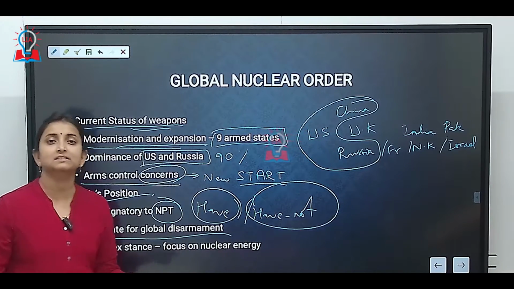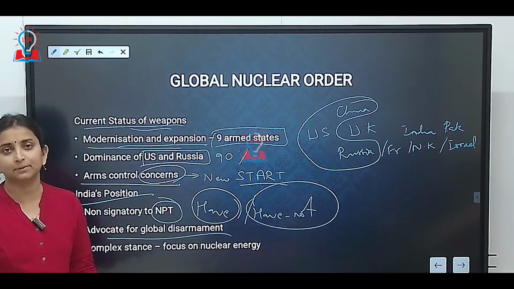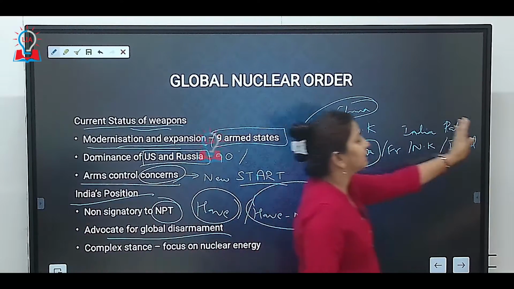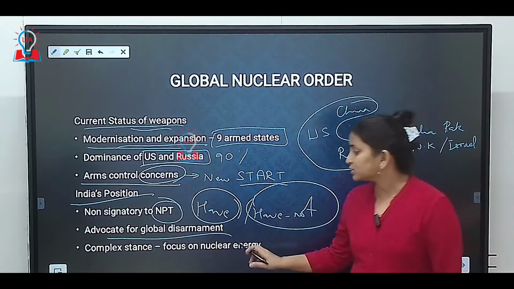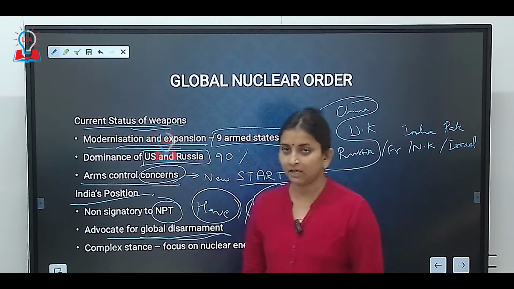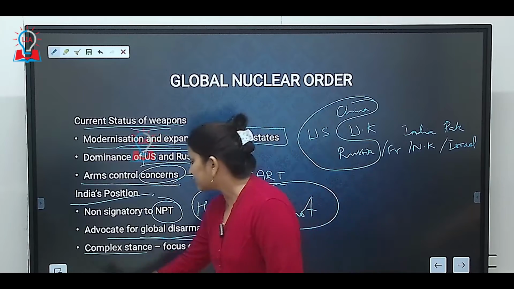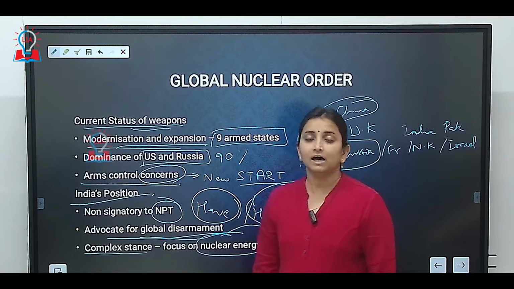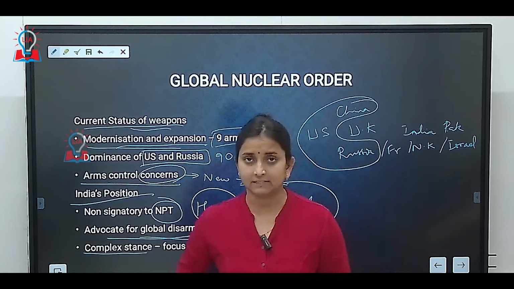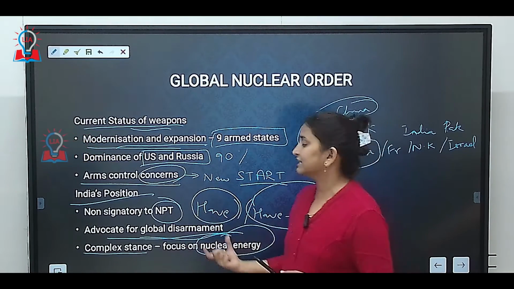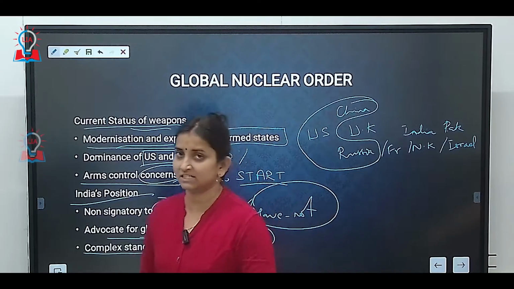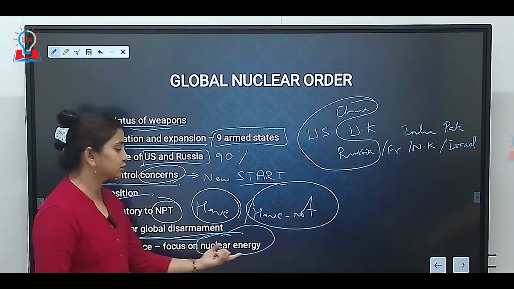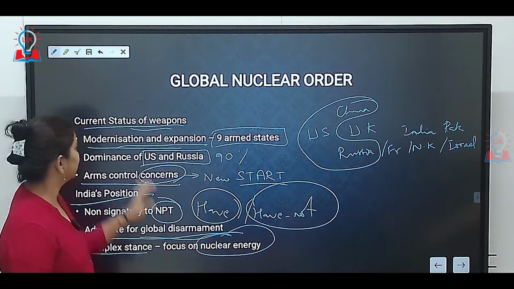Secondly, we are also an advocate for global disarmament. Global disarmament means if it has to be a principle of disarmament, it has to be carried out by all the countries. All these 9 countries should undertake disarmament. That is what India advocates. Thirdly, we have a somewhat complex stance because our focus on nuclear energy has been very high of late. Whatever nuclear fuel India possesses, we are not undertaking proliferation of armaments, but we will definitely be focusing on nuclear energy.